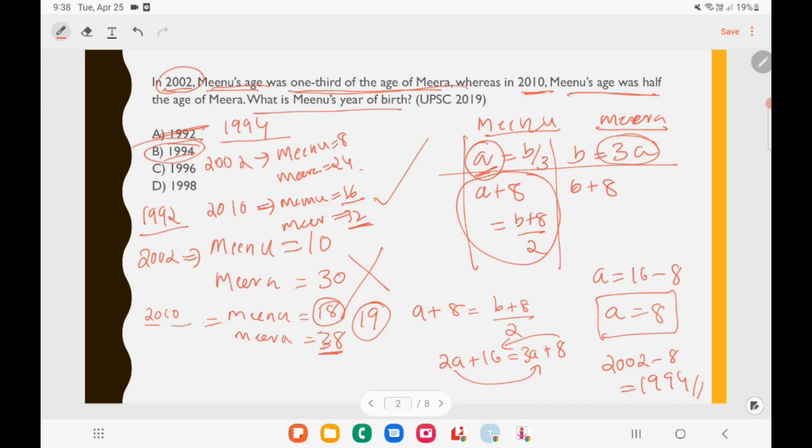So in this way, there are two approaches to solve age related questions. One is based on the options. Some students will find this a very simple method, because some students get confused when they get a question like this.